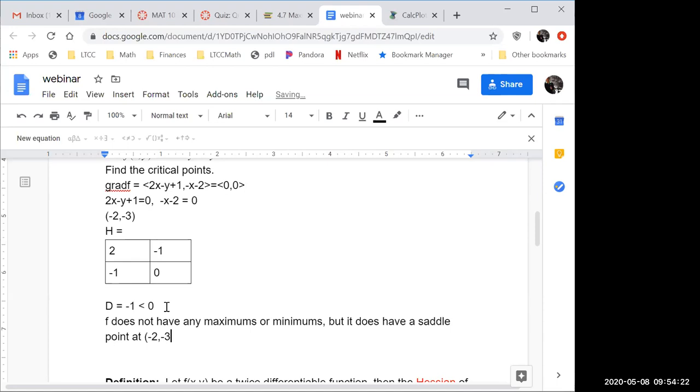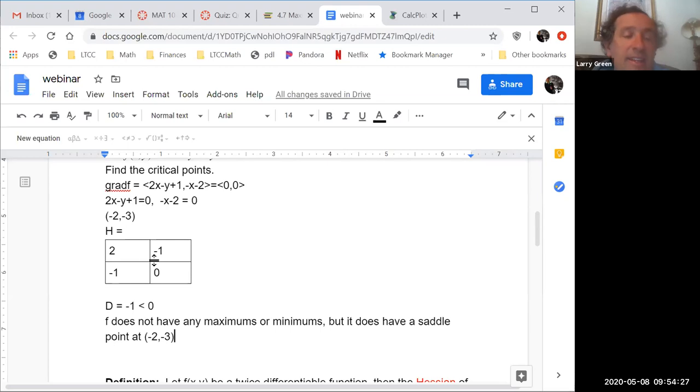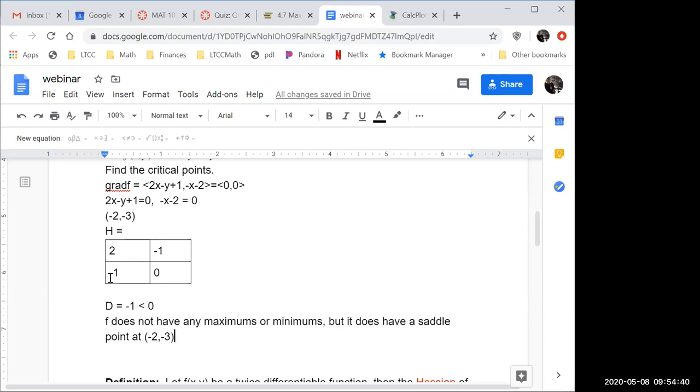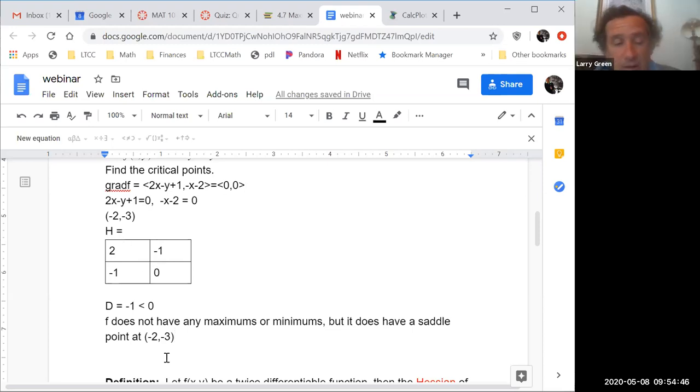Do you mind reminding me of how you find the determinant of a matrix? So you multiply diagonals and subtract. So it's 2 times 0 minus -1 times -1. Does that make sense? If you have A, B, C, D, it's AD minus BC is another way of saying it. And that's a 2 by 2 matrix determinant. Any questions on this example?